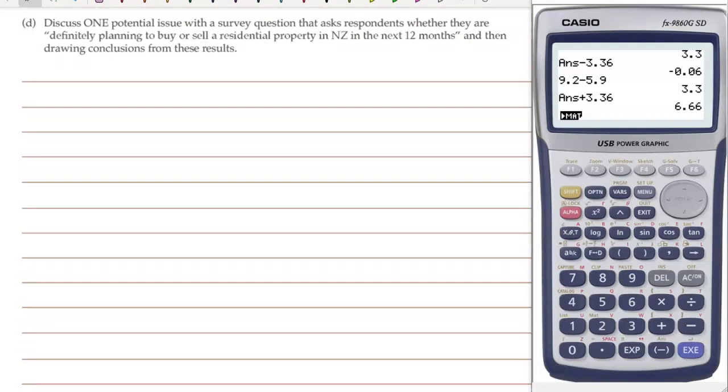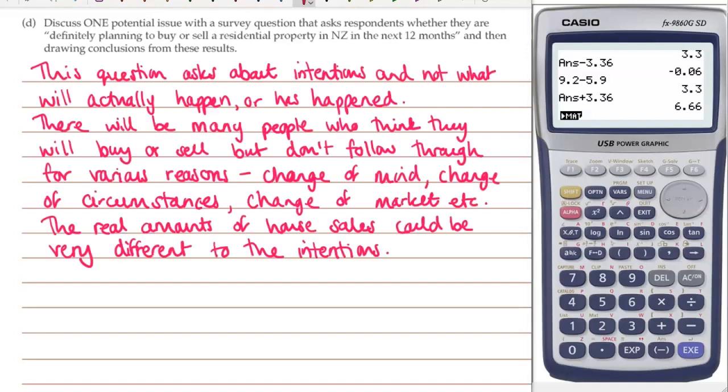And the final part here, we're looking at a potential issue with the survey questions that ask respondents about whether they're definitely planning to buy or sell a residential property. Well, this is all about what people are planning to do, and that doesn't always come to reality. So we're going to talk about that. I've put a bit of detail in here for that.